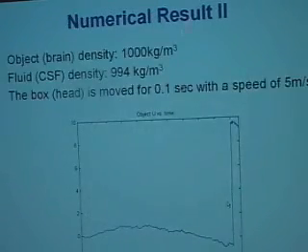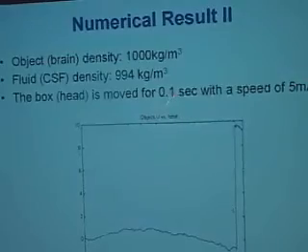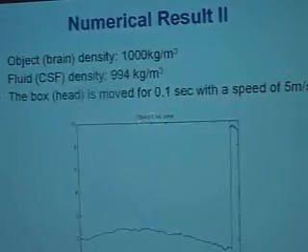This is another experiment, which is similar, but now the initial speed is 5 meters per second, which is much faster, and the time is shorter because it's faster. But a similar observation: the brain more or less stays where it is, and then during the impact it suddenly catches up to the speed and just moves forward. And here's the profile of the fluid.